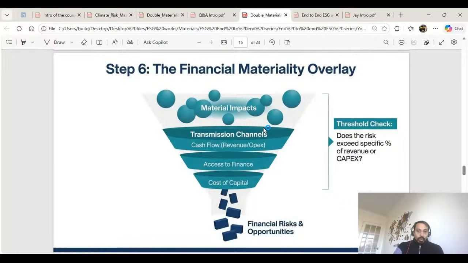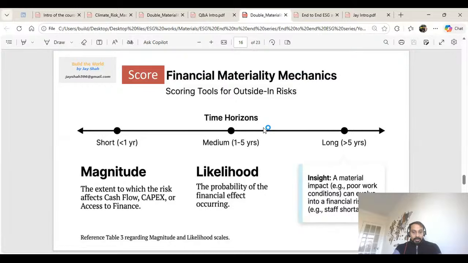Now we will move into the threshold matrix, which is again part of the whole financial materiality mechanism for the impact and the financial score for the double materiality assessment. So here are the scoring tools for the outside-in risk, which is a financial materiality related risk. As I mentioned, the time horizon is short, medium, and long.